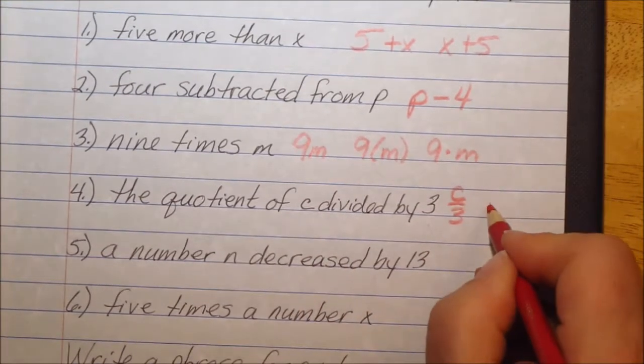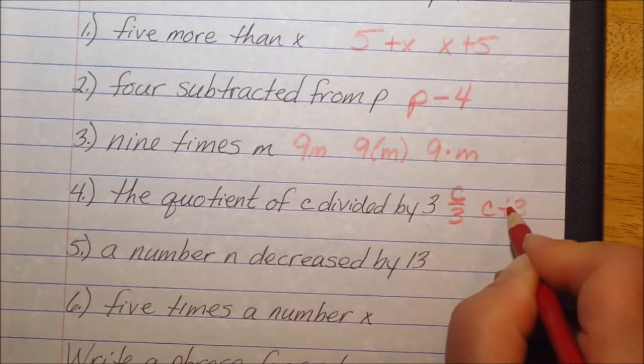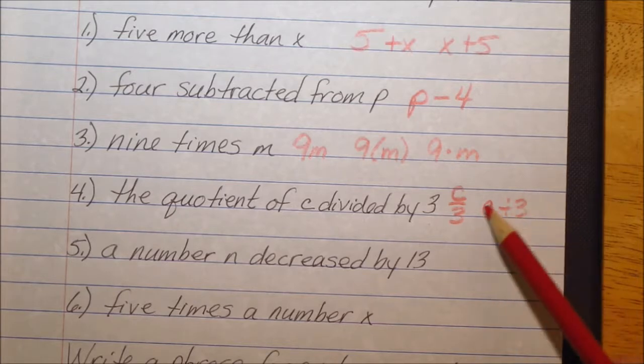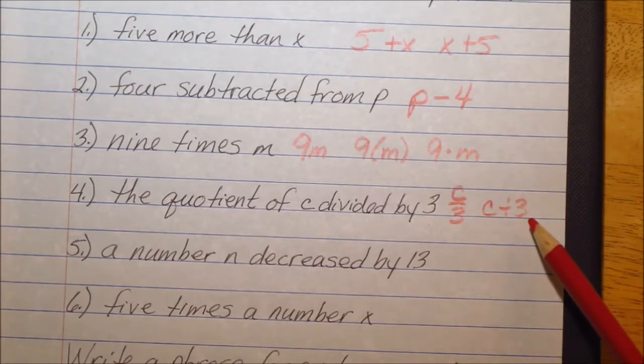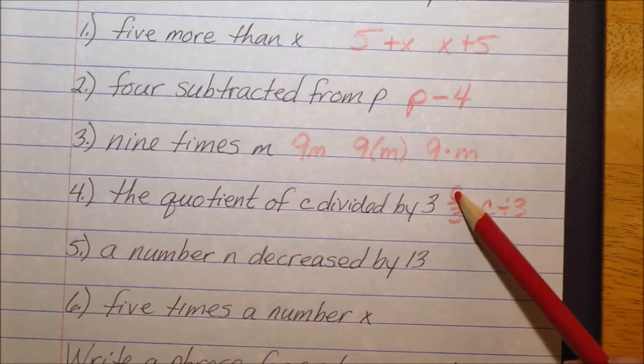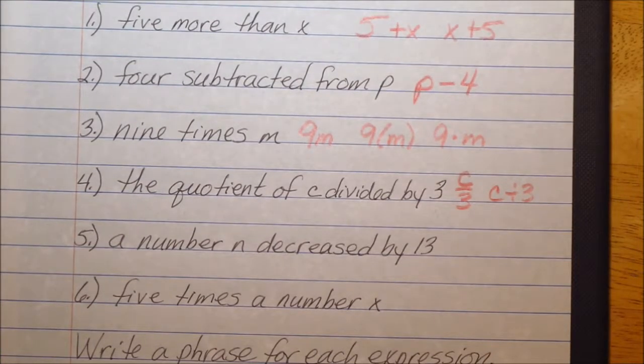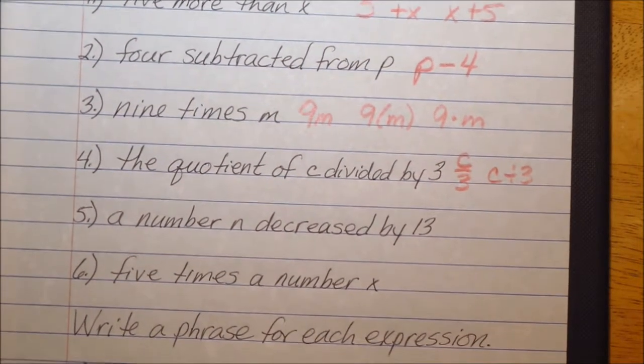Now, if you wrote c divided by 3, that's not incorrect in this context, but it often doesn't work in algebraic expressions very well because of the other things you'll be doing with it. So this is the more common way you'll begin to see division when we're working with algebraic expressions. All right? Okay, so let's see.